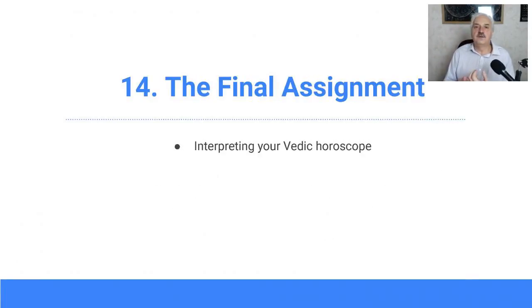So the 14th lesson is the final assignment. You will take all the rules which you were studying, and you will apply them to your own horoscope. And again, the beauty of this course is that you don't need to think how I'm going to do this, because this will be a guided assignment. You will get the steps, do this, and go through the course step by step, rehearsing what you've learned during these lessons.